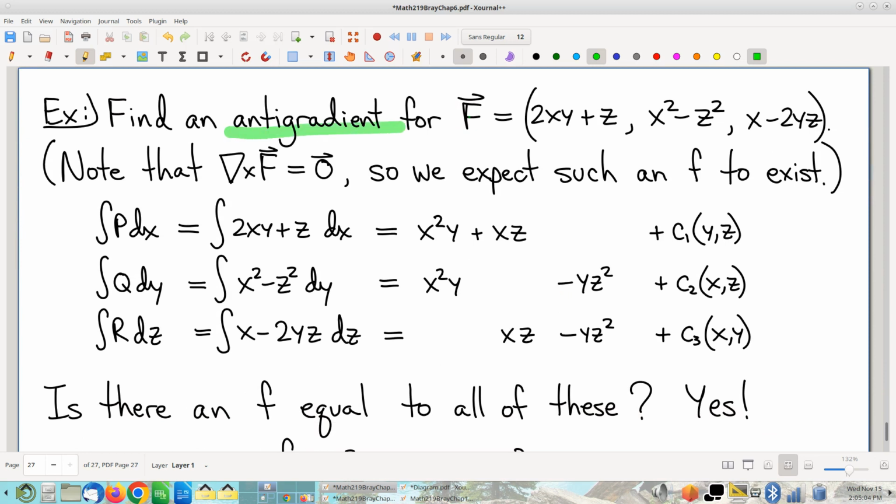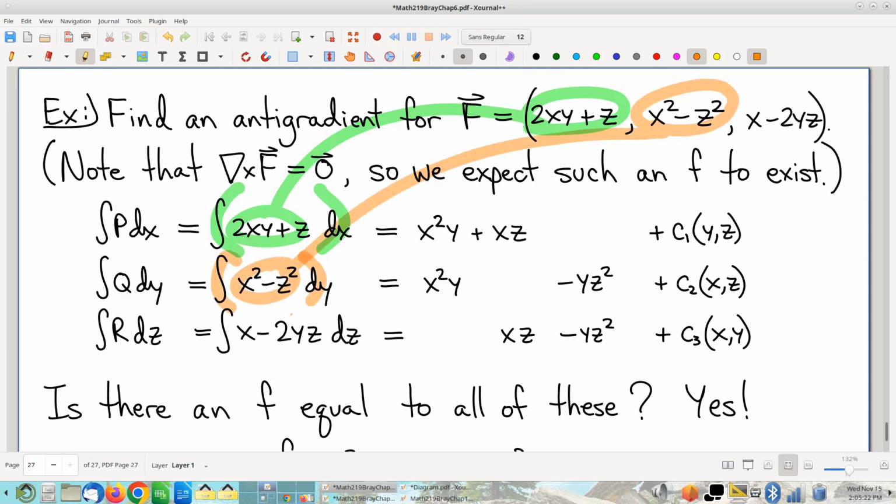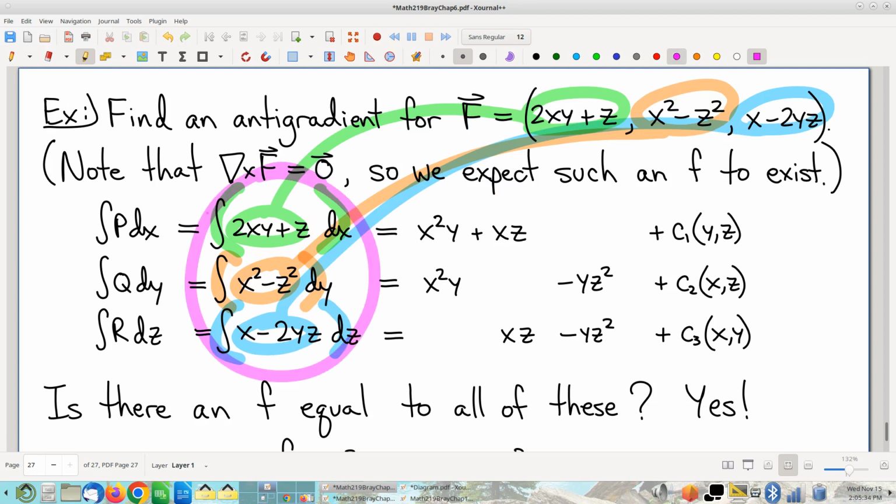All right, so let's see an example in action. Here we go. We want to find an antigradient for this vector field right here. Following the rules on the previous page, I need to take the x antipartial of the first coordinate, the y antipartial of the second component, and the z antipartial of the third component. And now this is easy calculus, right? Antipartials, no big deal. It's just antiderivatives, right? And you're going to write down these things right here, that's, like I say, easy calculus. But it's easy to forget your partial constants.